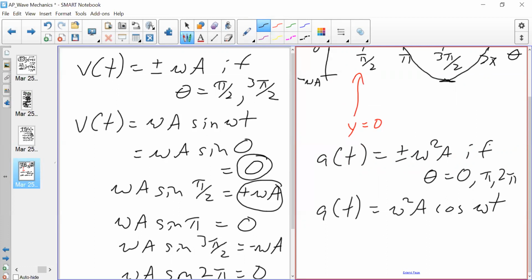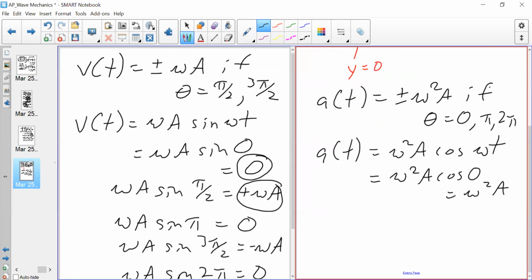So we go from 0: omega squared a, cosine of 0 is omega squared a. Cosine of 0 is just 1, so it's going to start off at the extreme. At the maximum, at the amplitudes, the acceleration will be maximized, either in the positive or negative direction. So that's positive.